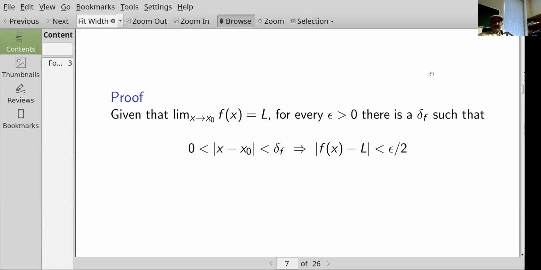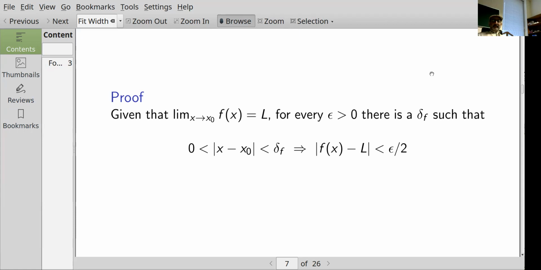So that's why I'm going to use delta f for the f function, and delta g is the delta associated with the g function. The other thing is that we have to be able to make the difference between f of x and L less than any arbitrary number. So the arbitrary number here I'm choosing is epsilon over 2. Epsilon over 2 here is a convenience. You'll see how it works out with the algebra later, right? I could have said for every epsilon over 2 greater than 0, there's a delta f such that, and so on. Okay.